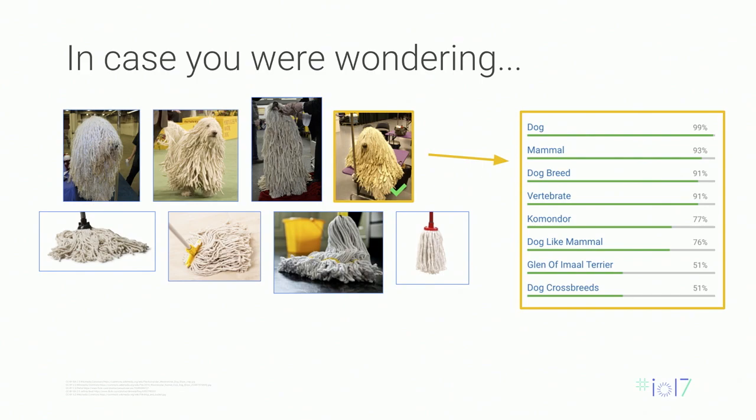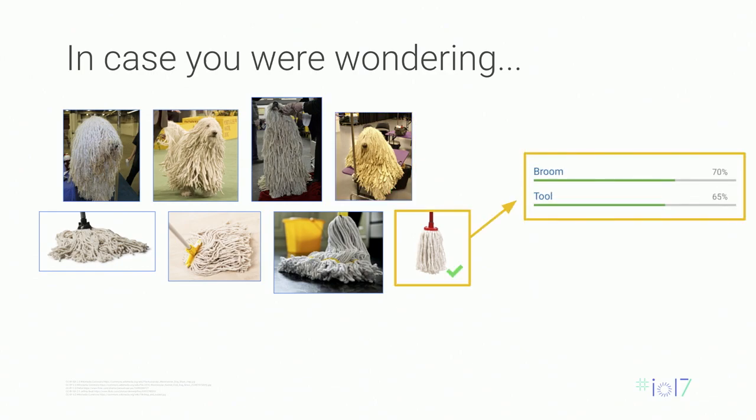And going back to our sheepdog versus mop example, in case you were wondering, how did the Vision API perform on these images? So if we look at the response for that dog photo all the way on the right, we can see that the Vision API was 99% confident that this was a photo of a dog. And it's even 77% confident that it's a Commodore, which is the exact breed of dog that it is. Skipping ahead to our mop photos, it was 70% confident that this was a broom or a tool.